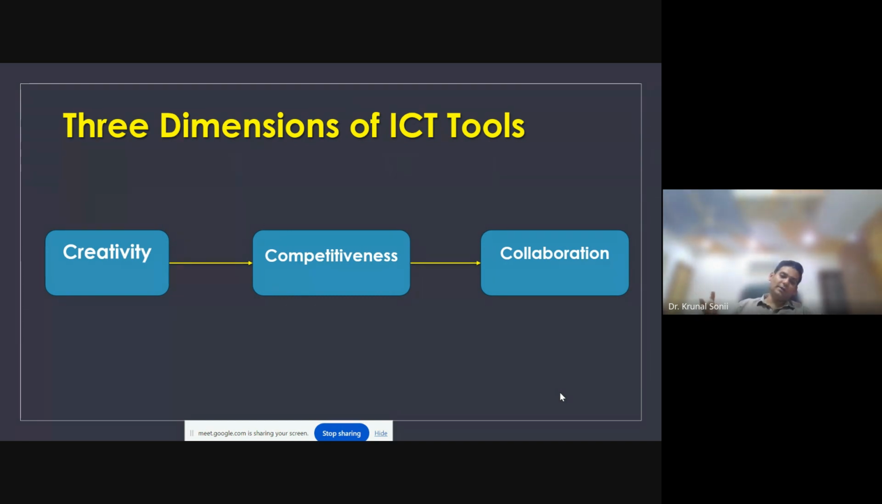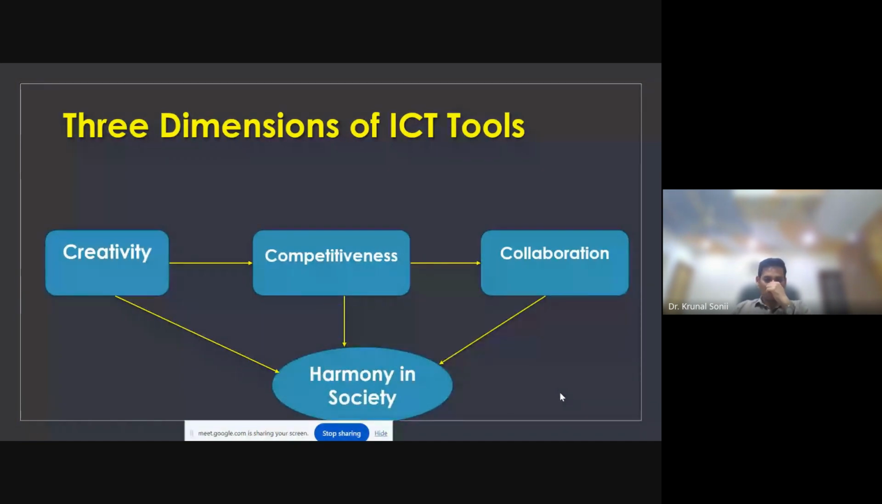So if you go for it, you don't have to pay per paper, but if your institute is having access, you can have the access of this paper free of cost. This is also quite possible. So with these three things, what is coming out? That is nothing but the harmony in the society.